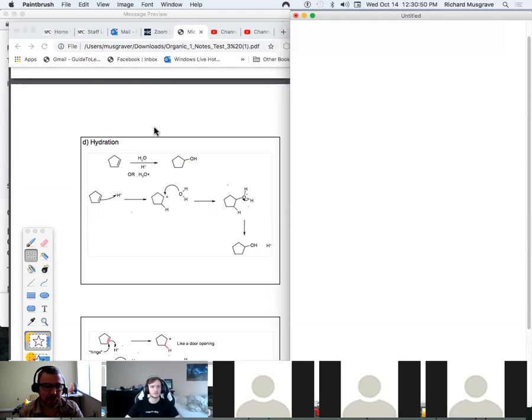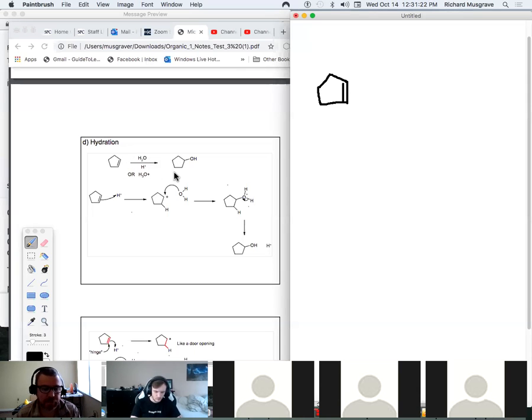All right, it's 12:30. We'll get started. So we're looking at hydration here, and this is actually the reverse reaction of one you'll be doing in lab today or this week, depending on which class you're in. But this one is where we take an alkene and convert it into an alcohol. In this reaction, we've got our alkene, and you can see the product here is an OH where the double bond used to be.